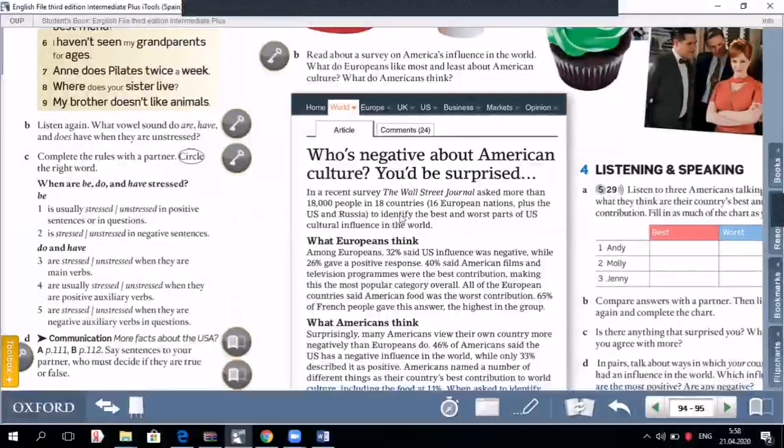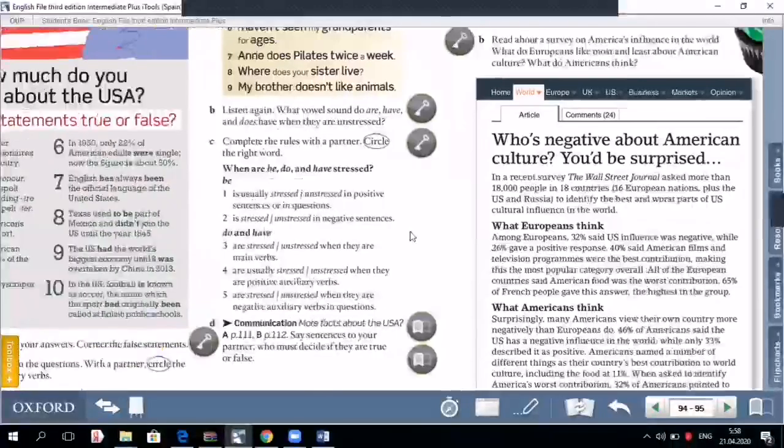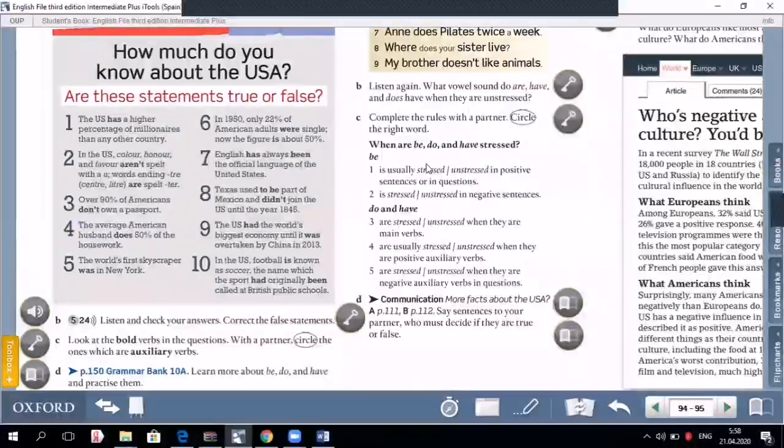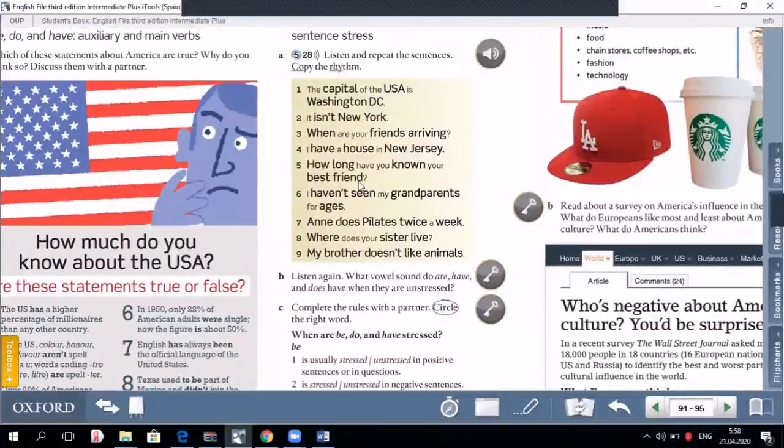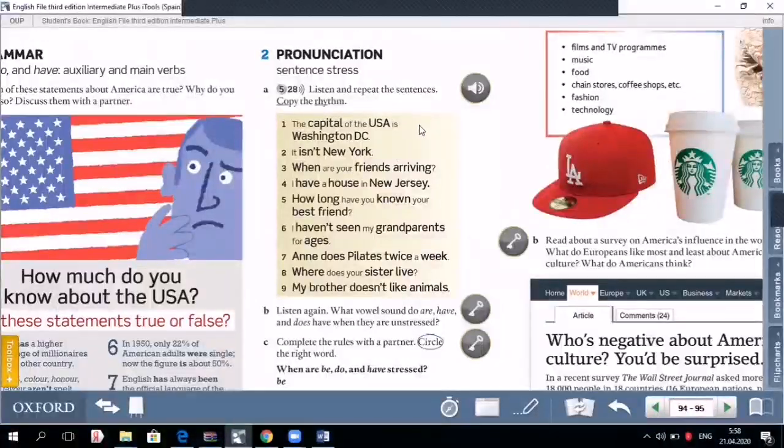So next, we have talked about the grammar topic, and for pronunciation, we should listen. We have a listening, Exercise 5.28. Let us listen, it's sentence stress.